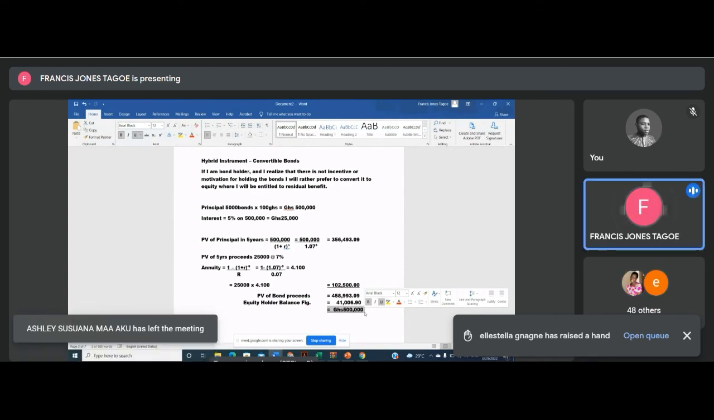Because if you convert it to equity, you are a part owner of the business. It's one of the benefits. Two, if you convert to equity, the firm will usually pay the secured debt and trade creditors first, and all the remaining money is for equity holders to share. You will be part of that enjoyment, so you may get more residual interest than the 5% you are enjoying every year.